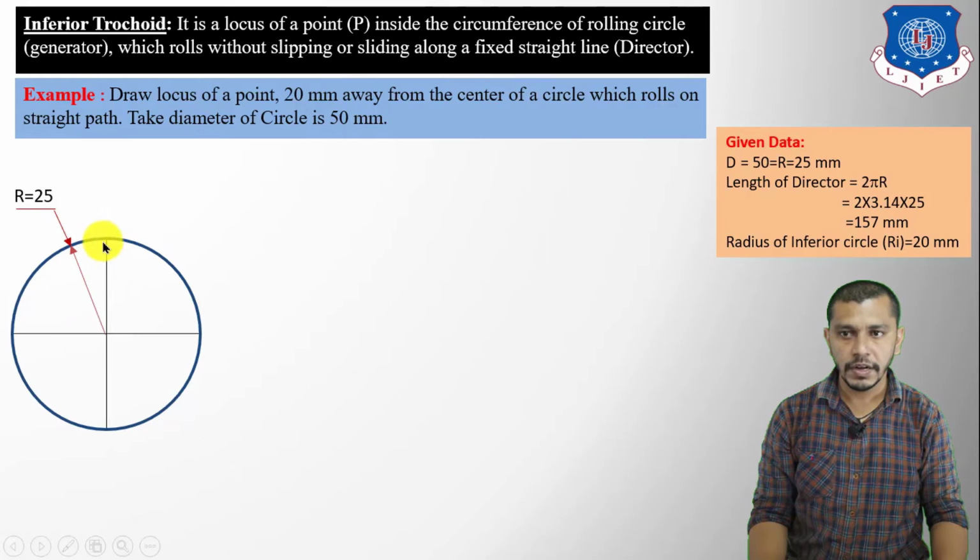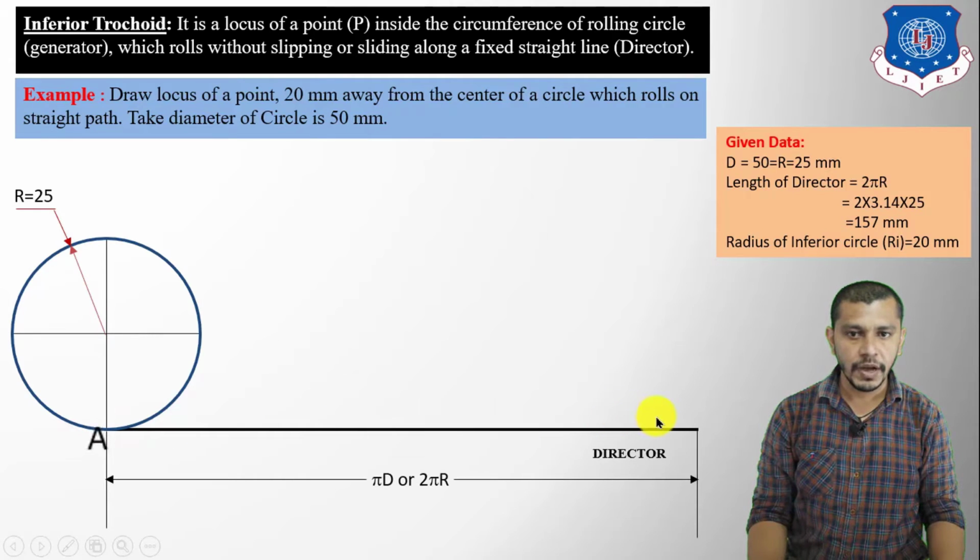Here we have shown the horizontal and the vertical diameter of the circle. So from the intersection point of the vertical diameter and the circle, draw the straight line path having length equal to 2 pi r. This is our director, and the length of the director is 157 mm.